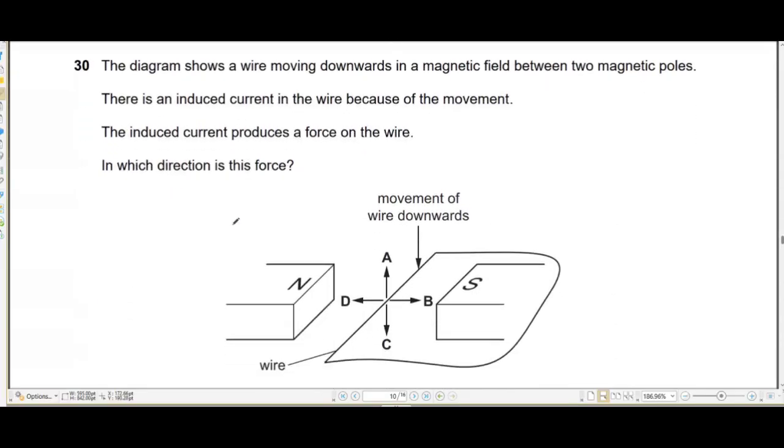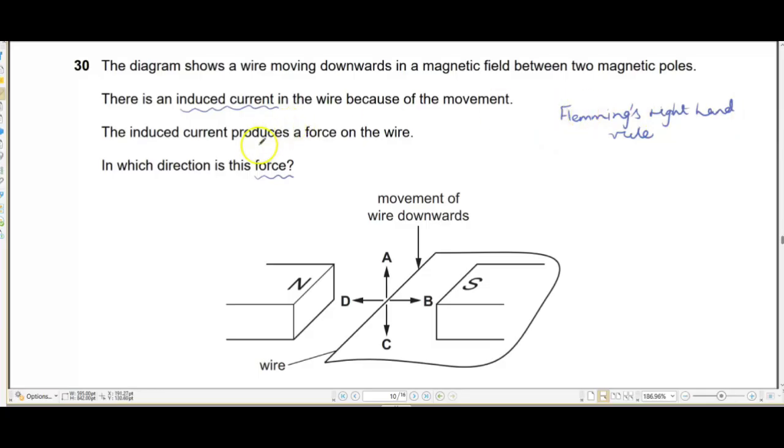Question number 30. The diagram shows a wire moving downwards in a magnetic field between two magnetic poles. There is an induced current in the wire because of the movement. The induced current produces a force on the wire. In which direction is this force? Okay, whenever we talk about induced current, we know that we have to use Fleming's right hand rule as opposed to using Fleming's left hand rule.